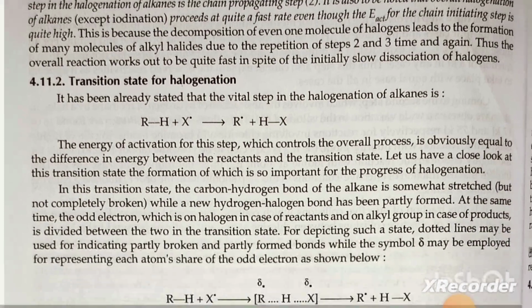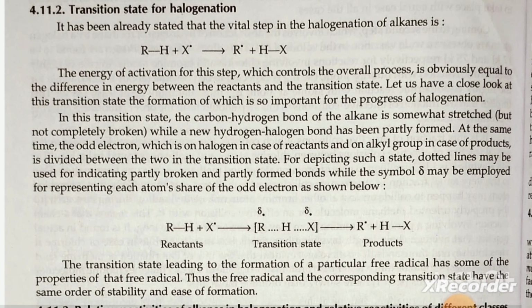Transition state for halogenation. It has been already stated that the vital step in halogenation of alkane is RH plus X radical give rise to R radical plus HX. The energy of activation for this step, which controls the overall process, is obviously equal to the difference in energy between the reactant and the transition state.